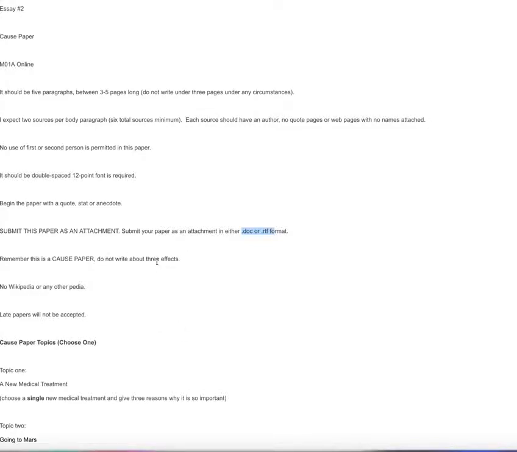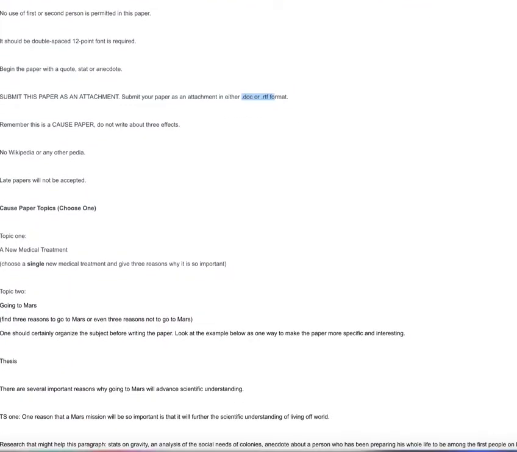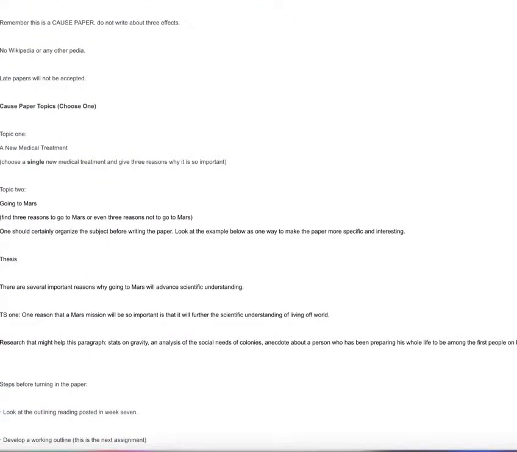Cause paper, don't write about effects, don't write about benefits, don't write about 3 advantages, don't write about 3 wonderful examples of treatments. Write about 3 causes for a single thing. No Wikipedia or any other pedia. That kind of makes sense to me. That simply means that you don't want to use reference materials and pretend they are sources.